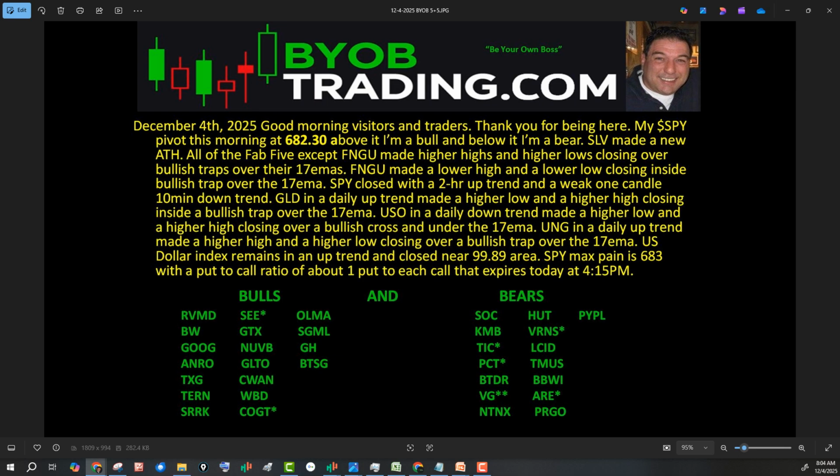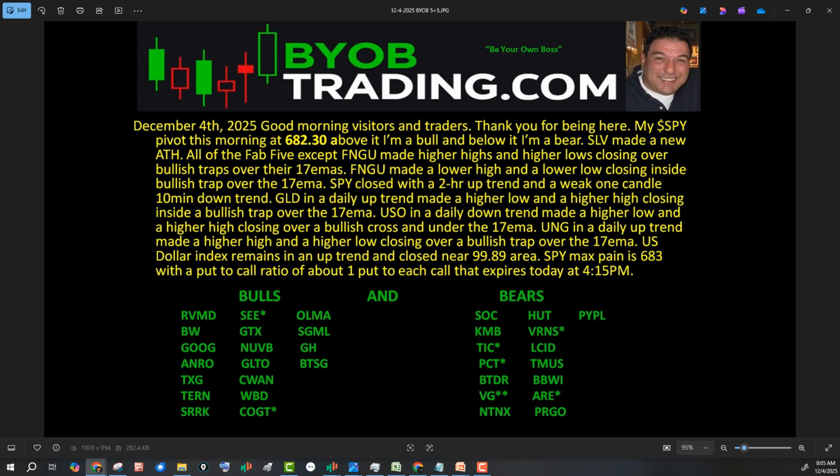My SPY pivot this morning is 682.30. Above it, I'm a bull. Below it, I'm a bear. Silver made a new all-time high yesterday. All of the Fab 5 except for FNGU made higher highs, higher lows, closing in bullish traps over their 17 EMAs. FNGU made a lower high, lower low, closing inside the bullish trap over the 17. SPY closed with a 2-hour uptrend, more like consolidation, but it did have the 3 candlesticks riding up over the 8, and a weak 1 candle 10-minute downtrend. We'll see what happens there.